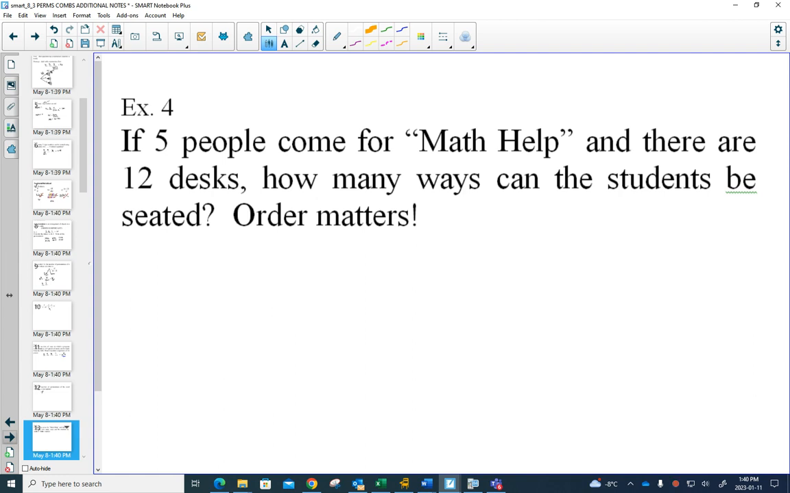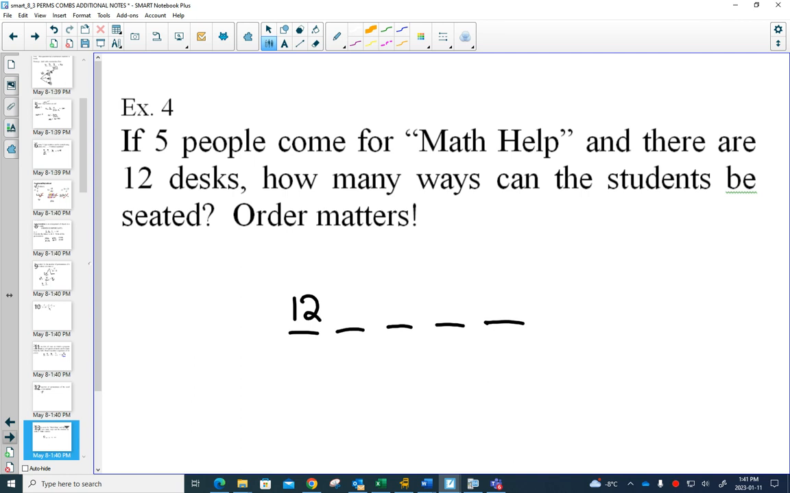Well, first person walks in, they have a decision. They're going to sit somewhere. Second person walks in, they have a decision. Third, fourth, there would be 5 spaces because 5 people have choices to make. Then, first person can sit anywhere. 12. Okay?